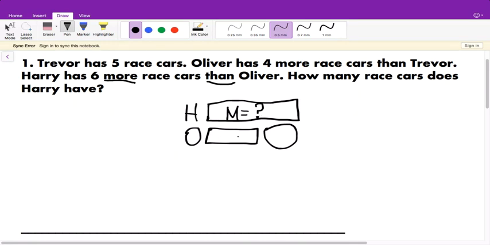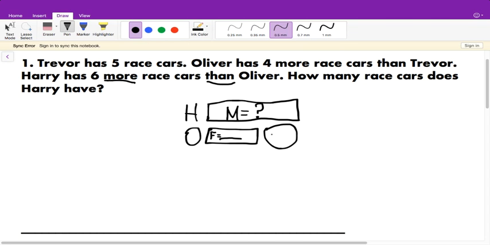And then how many does Oliver have? Let's read it again. Trevor has 5 race cars. Well, we're not talking about Trevor. We're talking about Oliver. Oliver has 4 more race cars than Trevor. So it told us that he has more than Trevor, but it hasn't told us how many he has. So let's put a line here for now. That's some missing information that we will need to draw or make a second equation for.